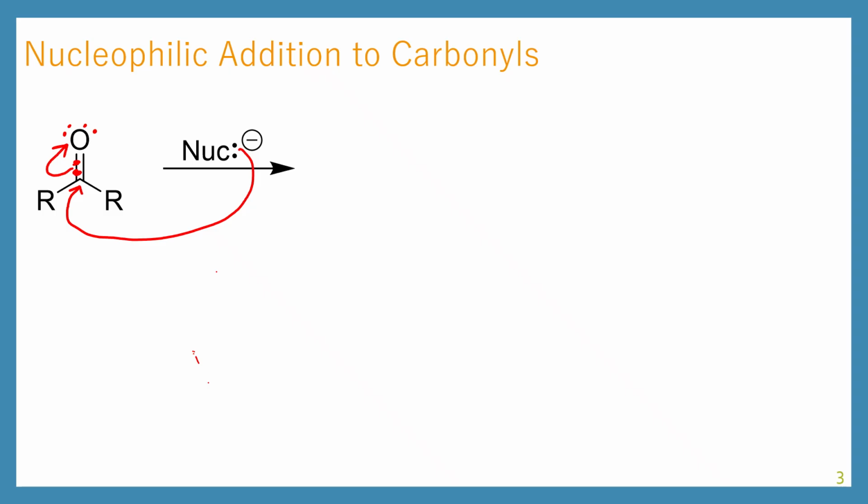So what this would give us is our two R groups still attached to that same carbon, our oxygen attached to the same carbon, but now the oxygen has 3 lone pairs and a negative charge. Again, this should look really familiar from the previous slide. And then we have a new bond that we just made to our nucleophile.